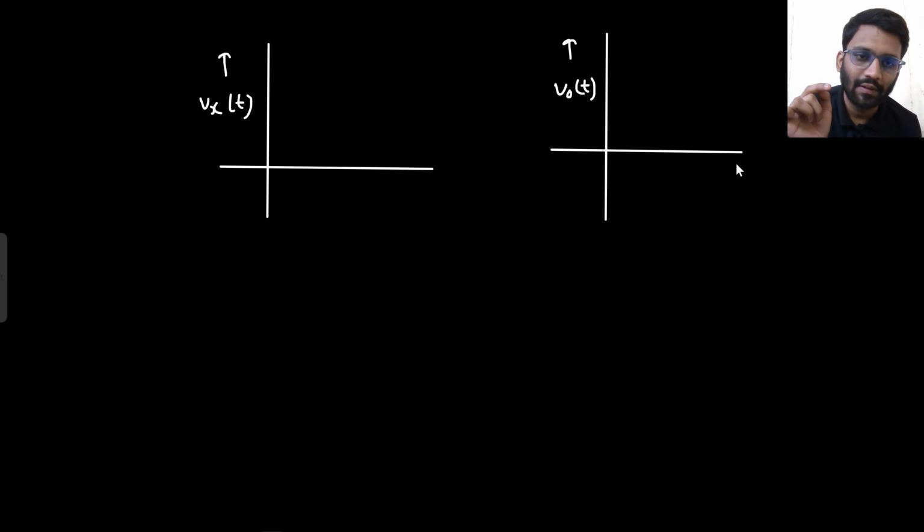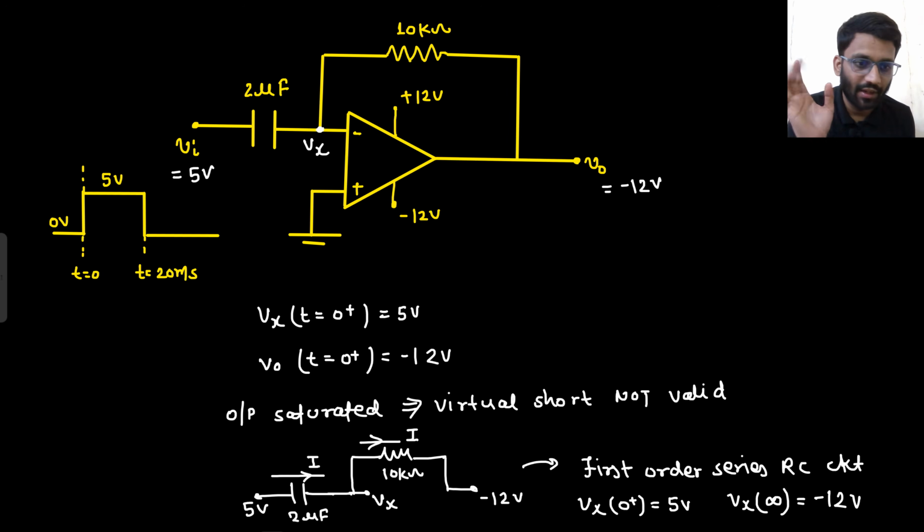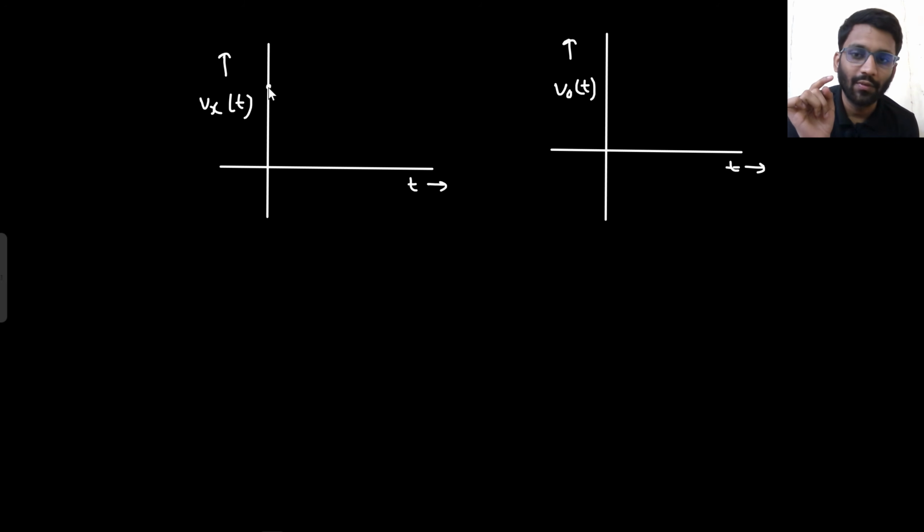And let's draw the V0 waveform as well. This is your Vx(t) and this is your V0(t). Initially Vx was at 5 volt and it is trying to go to minus 12. From 5 volt it is trying to go to minus 12. Okay. And what about V0? V0 initially was minus 12 volt.